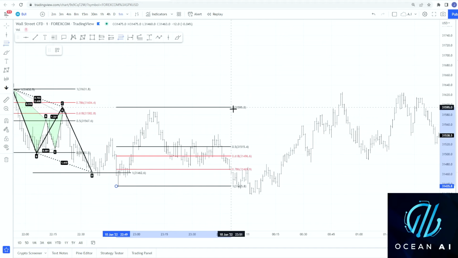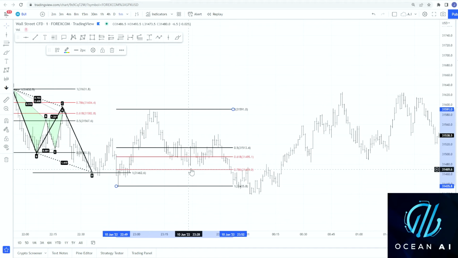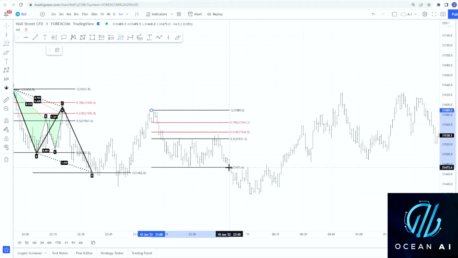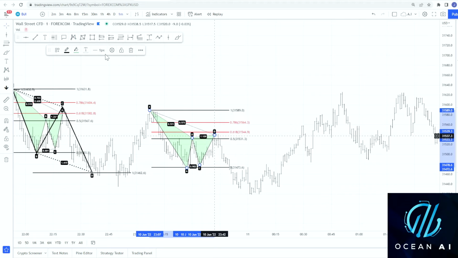So this one came down to nearly the 78% level there. And then from there, this pattern repeats. So we get this Gartley again, from the high to the low, and then up into that 50 to 60% retracement area I always look for.